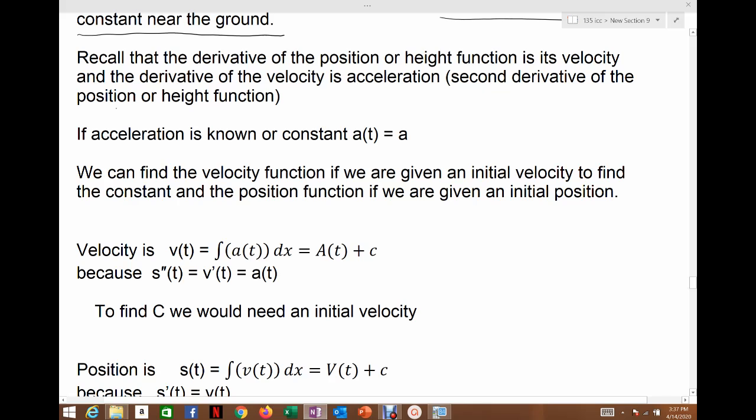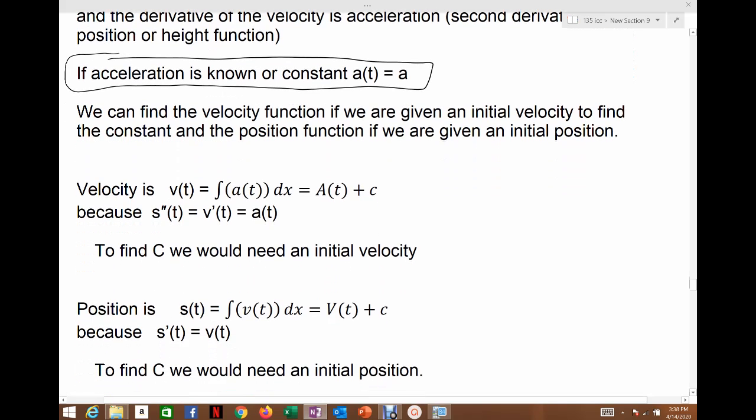For our applications in this set, our acceleration will be known and given to us. Either it'll be a function that they'll give us, or it'll be constant, considered due to the pull of gravity, which is constant. And they will tell it to you in the application. It'll either be constant at negative 32 feet per second squared, or negative 9.8 meters per second squared.